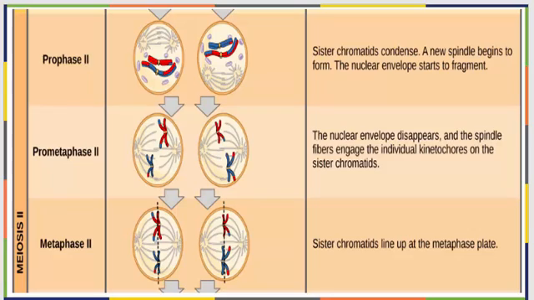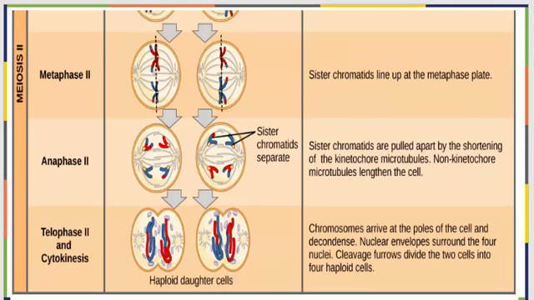Thus begins meiosis 2. In prophase 2, those sister chromatids will recondense. They don't always decondense, but in case they do, they will recondense, and a new spindle fiber will start to form. The nuclear envelope once again begins to fragment. In prometaphase 2, the nuclear envelope disappears. The spindle fibers engage the individual kinetochores on those sister chromatids. In metaphase 2, the sister chromatids line up on the metaphase plate. In anaphase 2, the sister chromatids are pulled apart by the shortening of the kinetochore microtubules, and the non-kinetochore microtubules help to lengthen the cell by pushing against one another.